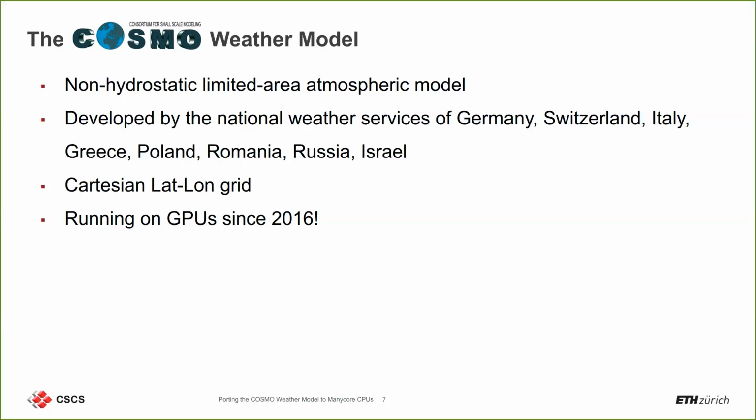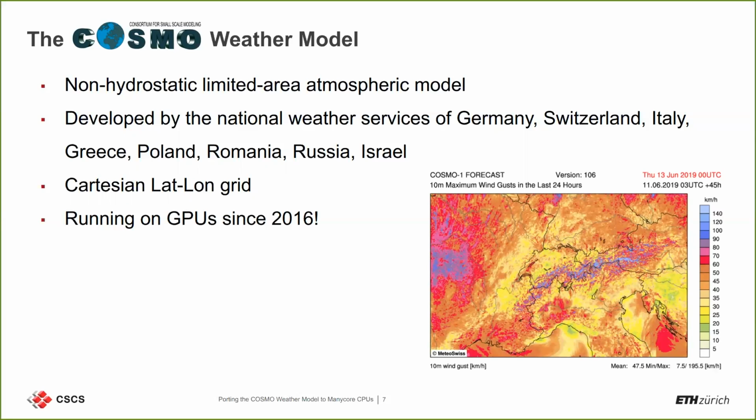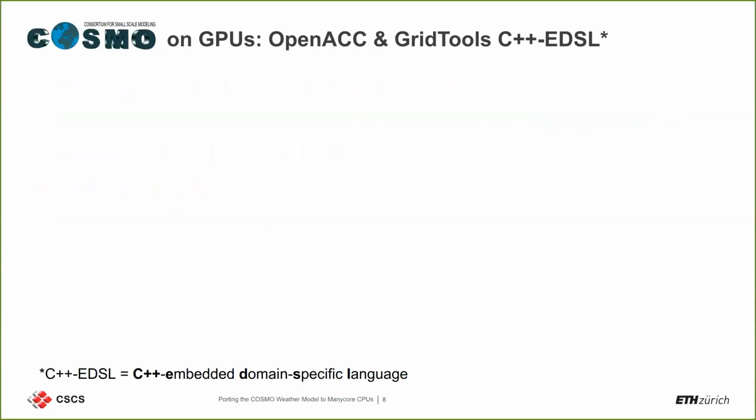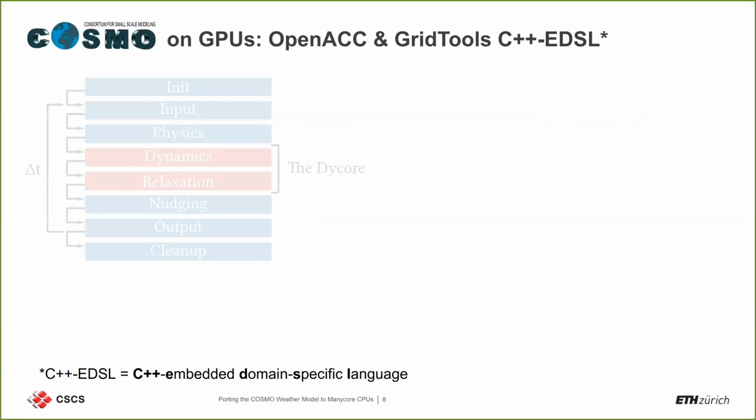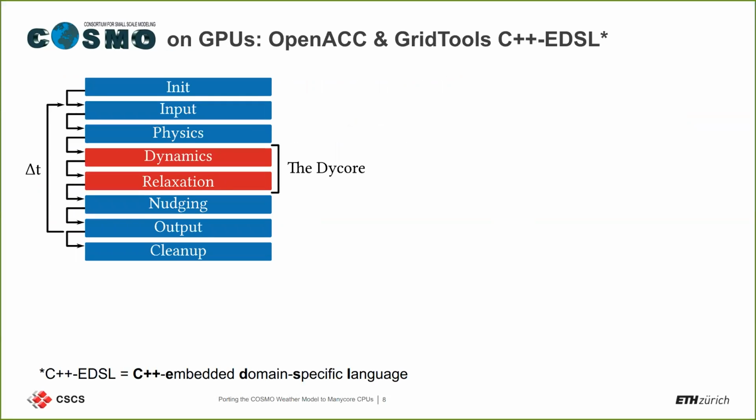The special thing about this model is that it has been running on GPUs since 2016 at MeteoSwiss, and was thus the first weather model running in production on a GPU system. This was achieved using different strategies. The whole model is written in Fortran, as probably most weather and climate code still is today. And a typical time step looks like this. This is also typical for other weather codes.